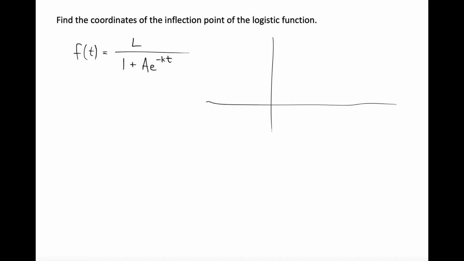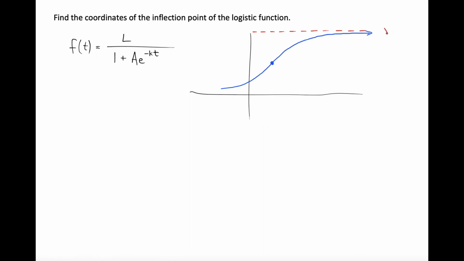As a graph, what a logistic function does is it has exponential growth at first, but then at some point that growth starts to slow and plateau, so that it approaches what's called an upper limit. The upper limit has a value of L.